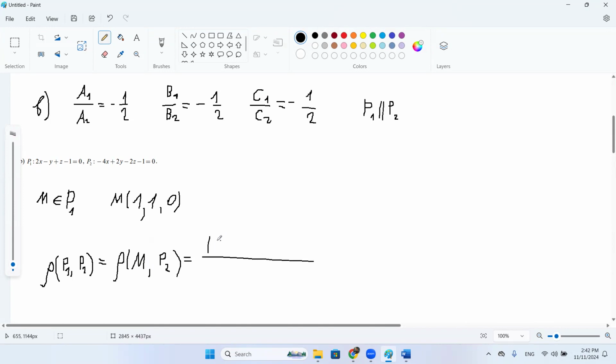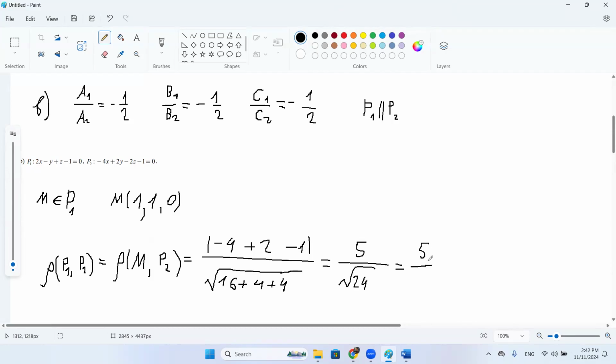Oh, no, we need this point. So minus 4 plus 2 minus 1, divided by 16 plus 4 plus 4. And what we have, so 5 divided by square root of 24. Is it useful? Can we extract something? Yes, of course we can, but it's not readable for us.